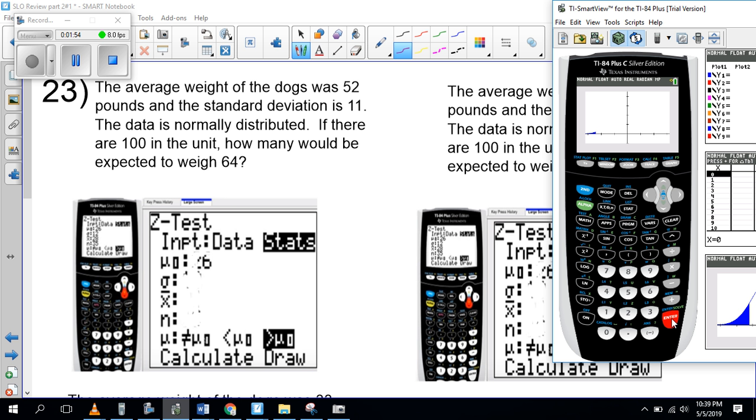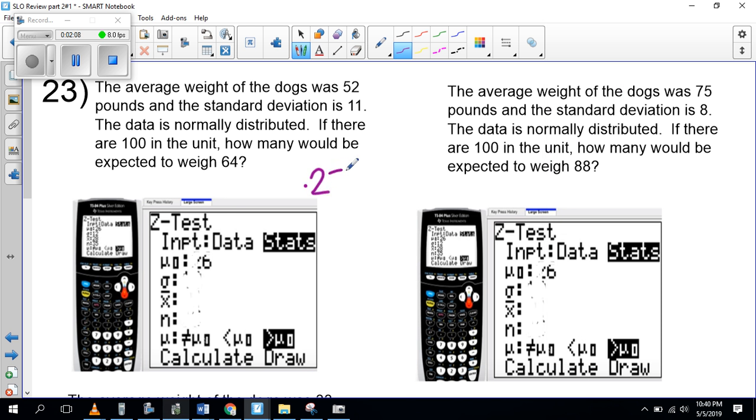We're going to do enter. And you're going to have your little chart come up. And we want the probability down here. And it's 0.2753. And then remember, if we change that to a percent, we just move our decimals 2 places. That'd be 27.53%. But we're not finished because it said if there are 100 in the unit, how many would be expected?